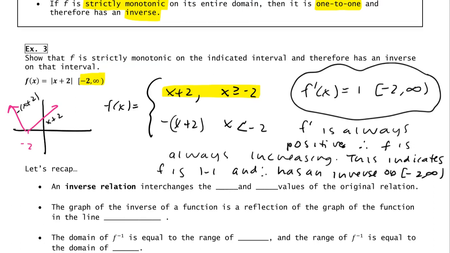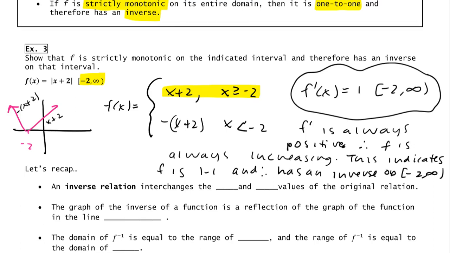Okay, so backing up, they say strictly monotonic. We think our derivative always has to be positive or always negative. We can't really take the derivative of an absolute value, so we made it into a piecewise. We only want -2 to infinity, so I only want this piece, and that derivative is 1. That's always positive, so f is always increasing, and we're good to go.